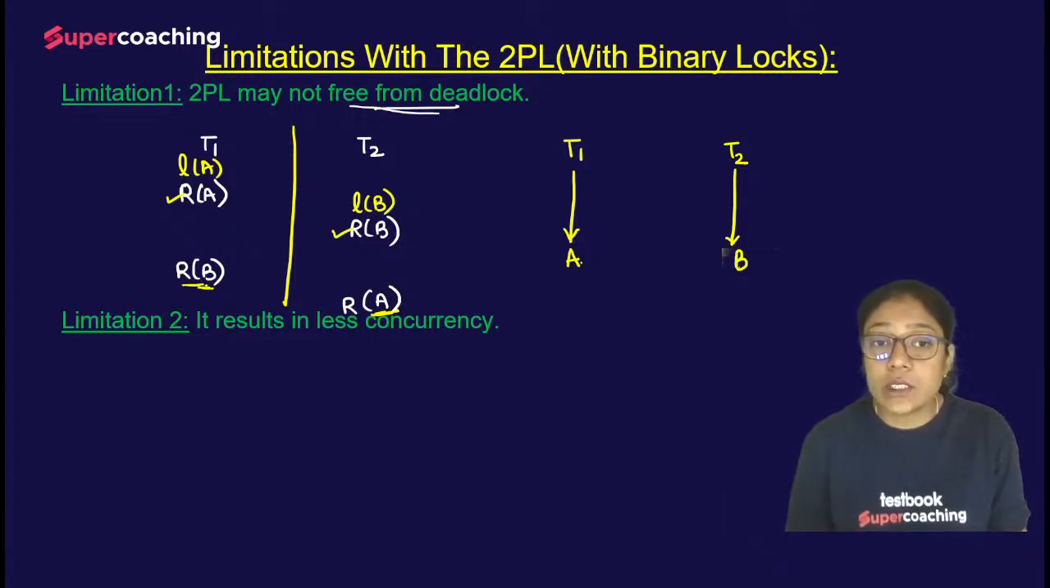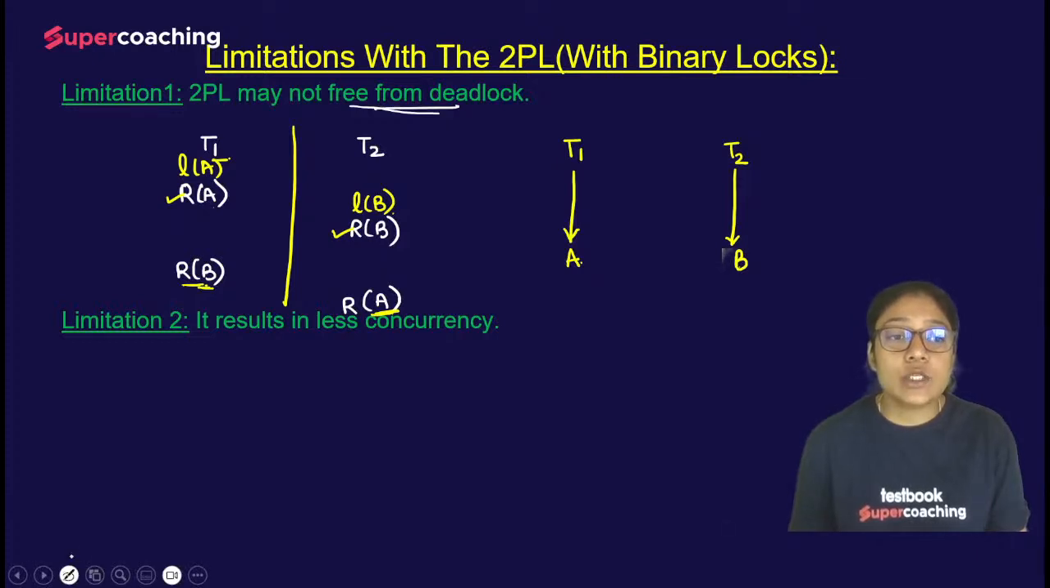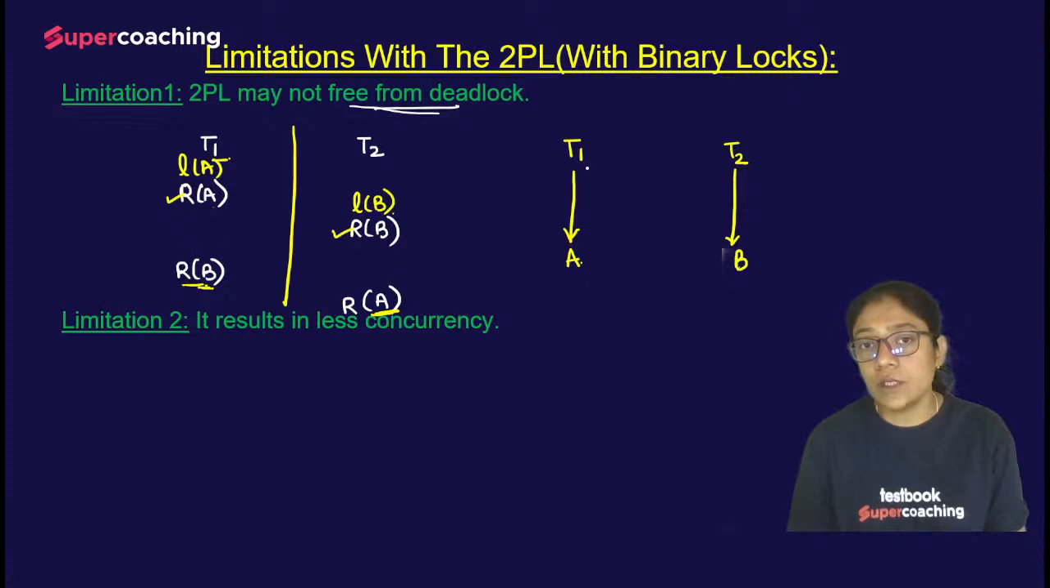But here T2 is not ready to unlock the data item B. कब तक unlock नहीं करेगा जब तक A पे लॉक नहीं मिल जाता. And T1 is not ready to unlock the data item A जब तक इसे B नहीं मिल जाता. That means transaction T1 is waiting on transaction. It wants to acquire a lock on data item B जो T2 के पास है और T2 वेट कर रहा है कि मुझे A के ऊपर पहले लॉक मिले.